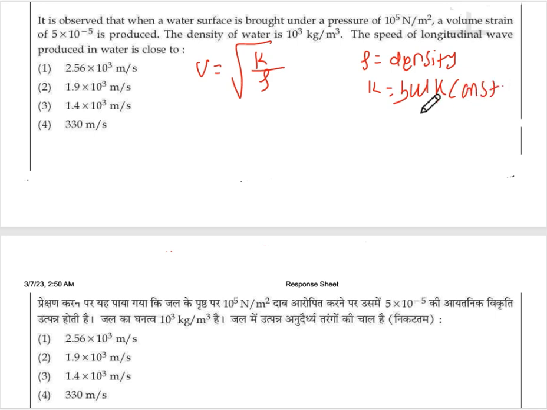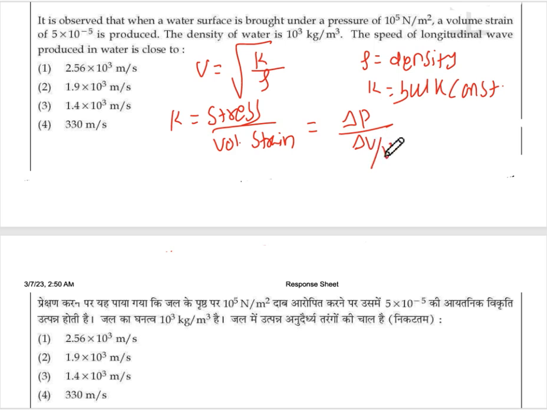Bulk modulus. So we have to find this value of K. The bulk modulus is given by stress divided by volumetric strain. So now we have to put the values. Stress is dimensionally equal to the change of pressure, divided by volumetric strain, which we write as delta V by V, change in volume by volume.